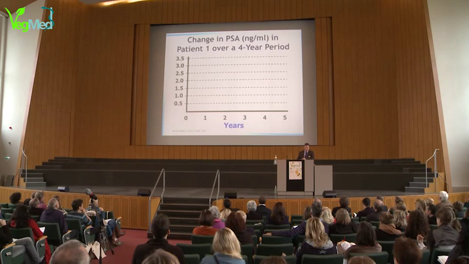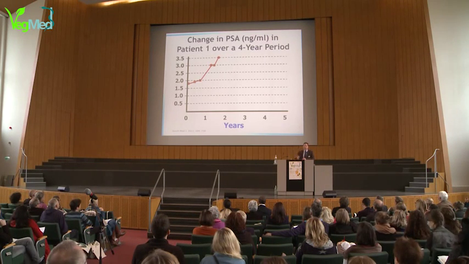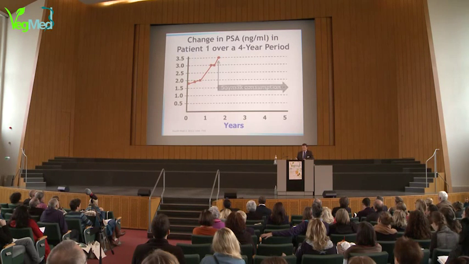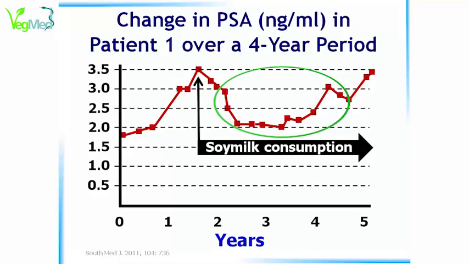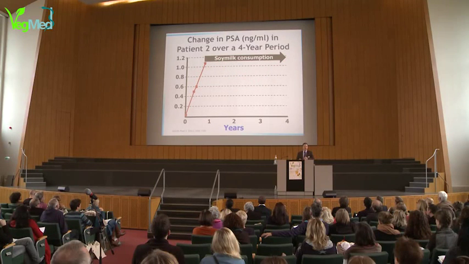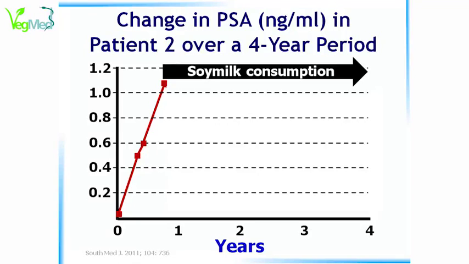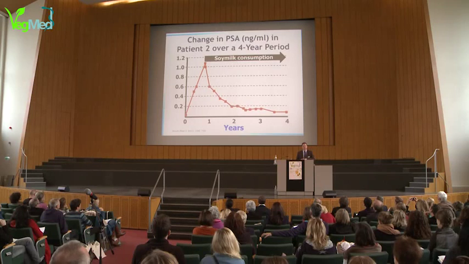Here we have one patient. PSA levels are rising, indicating the treatment is ineffective. Soy milk is consumed. And we see PSA levels decrease for about 2 years, which is really quite impressive because this patient was out of conventional medical options. Next patient is even more impressive, rising PSA levels, soy milk, levels stay down for the entire length of the study.